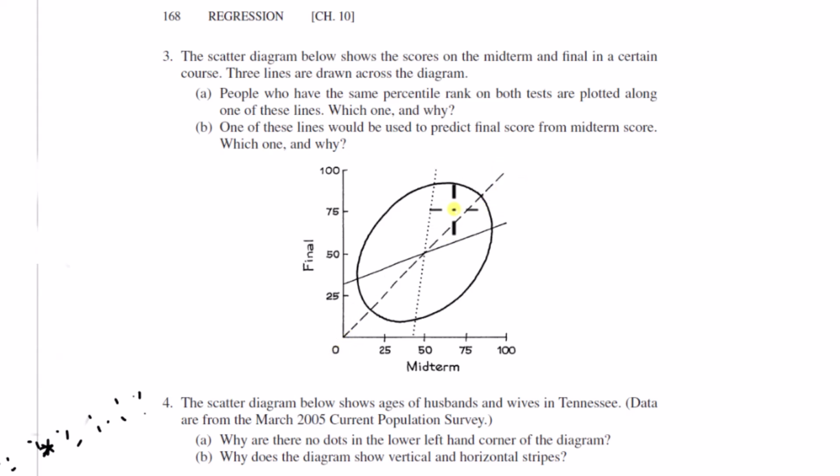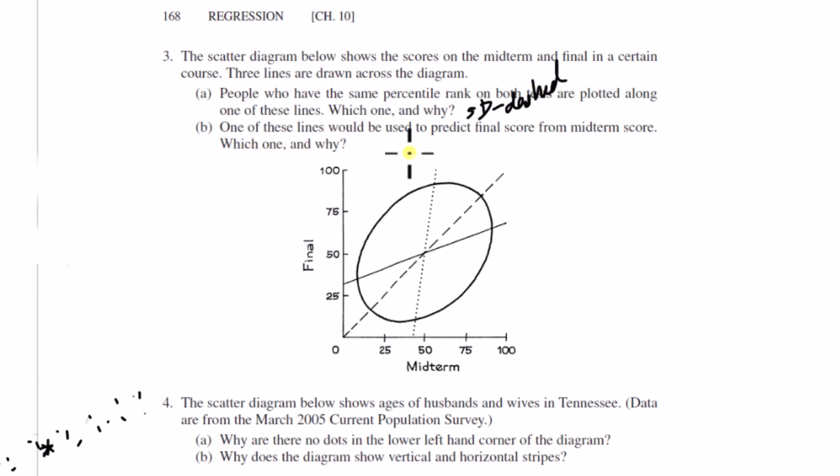Remember we talked about how with linear data, you're going to have the elliptical shape, and the SD line is going to correspond to like the major axis of the ellipse. And that's what the SD line is. If you're the same standard deviations away, which that's what the SD line is all about, then you have the same percentile rank. So the SD line, dashed.